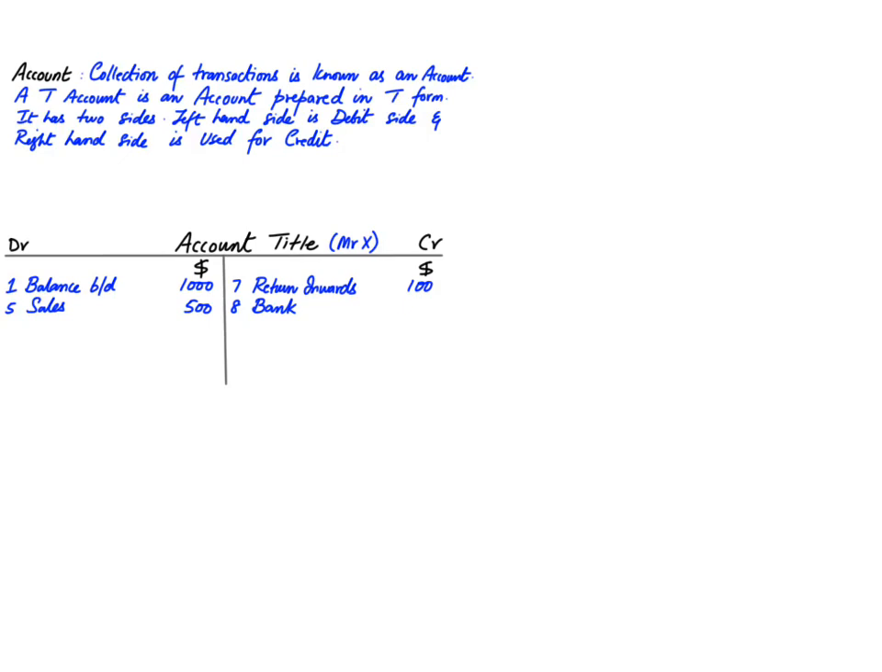Then on the 8th, maybe the customer has paid us the amount owing, that is 1000. We'll be debiting bank and we'll be crediting customer account. Then we need to balance this account. All of the T accounts are balanced at the end of the month or at the end of the period.